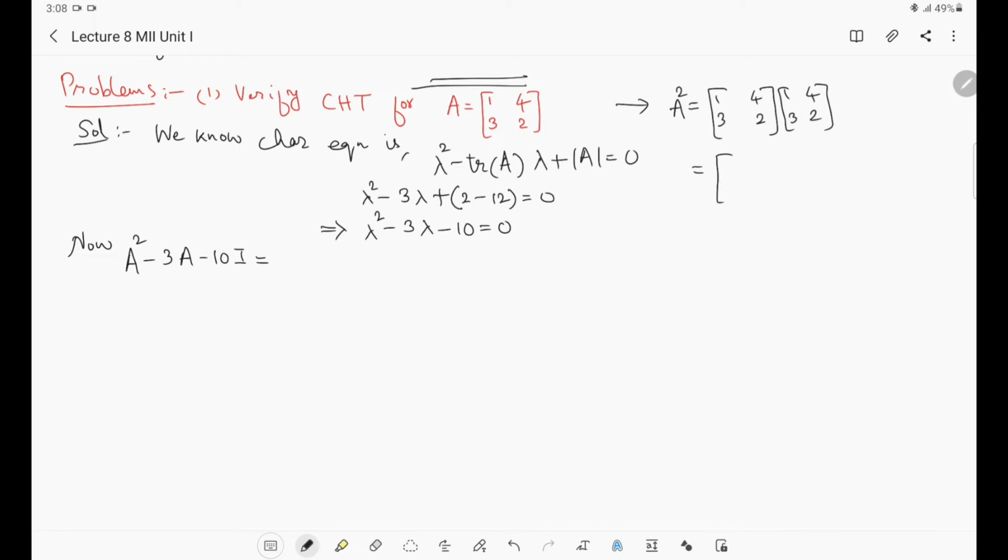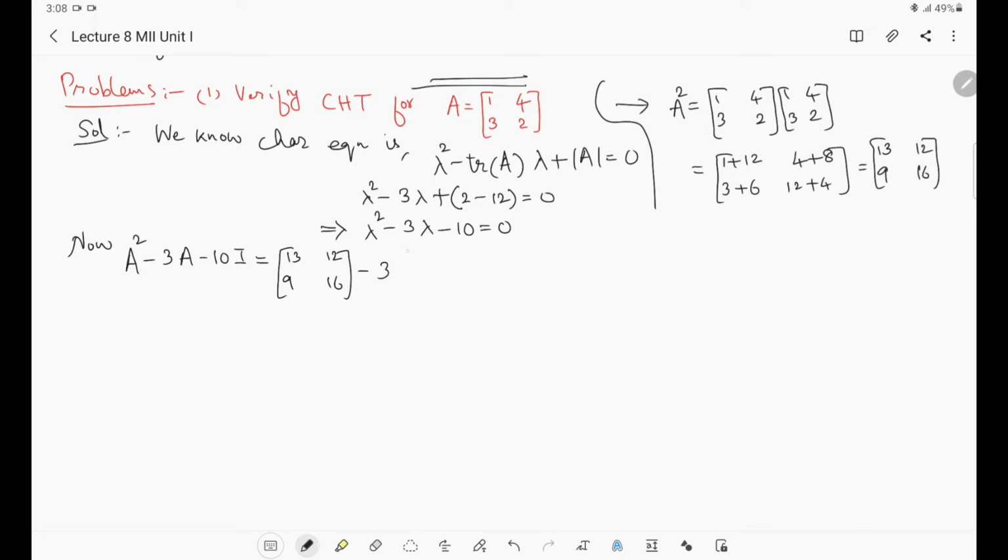What we'll get? First row, first column, 1 into 1 is 1, plus 4 into 3 is 12, then 1 into 4 is 4, plus 4 into 2 is 8, then 3 into 1 is 3, plus 2 into 3 is 6, 3 into 4 is 12, then plus 2 into 2 is 4. So simplify this, what we'll get? 13, 12, 9 and 16. So this is A square. Already A square we have calculated, that we have to substitute here. Then we'll get 13, 12, 9 and 16, right?